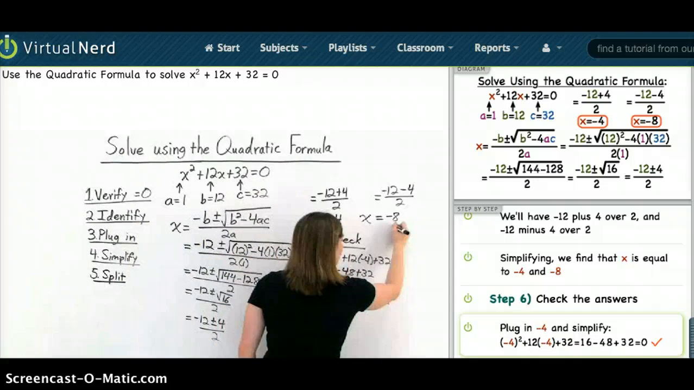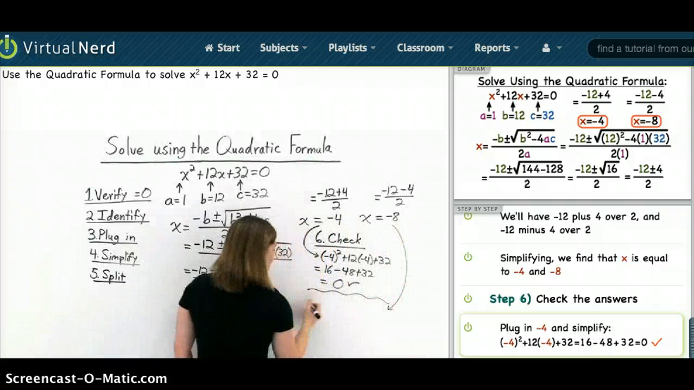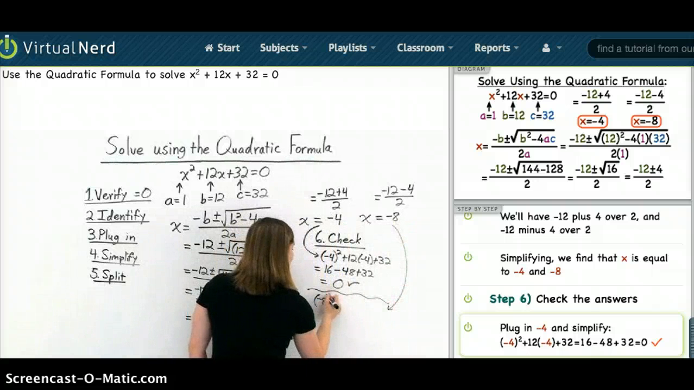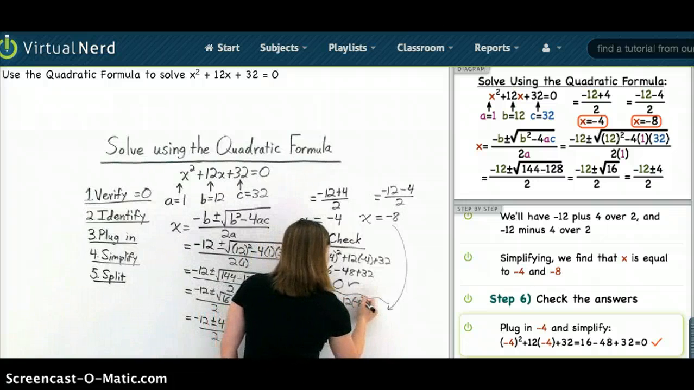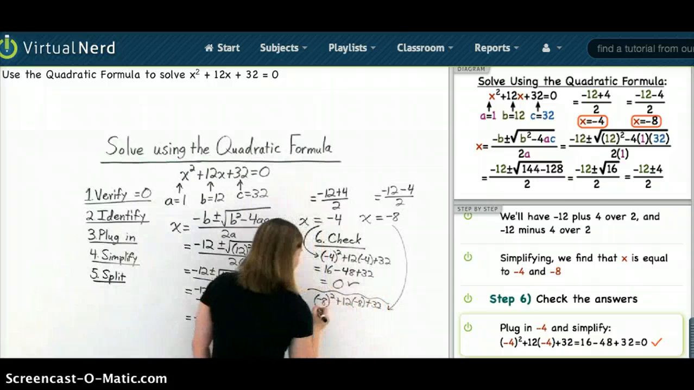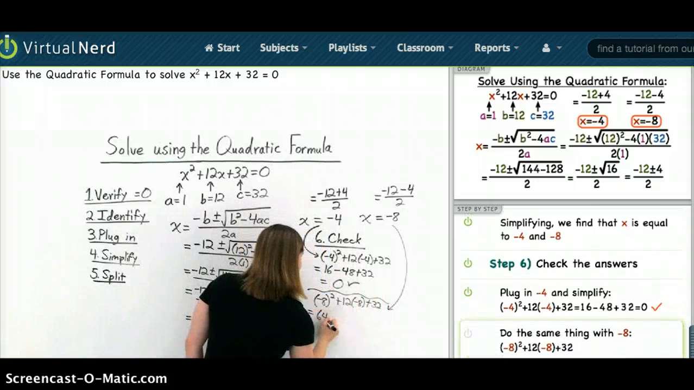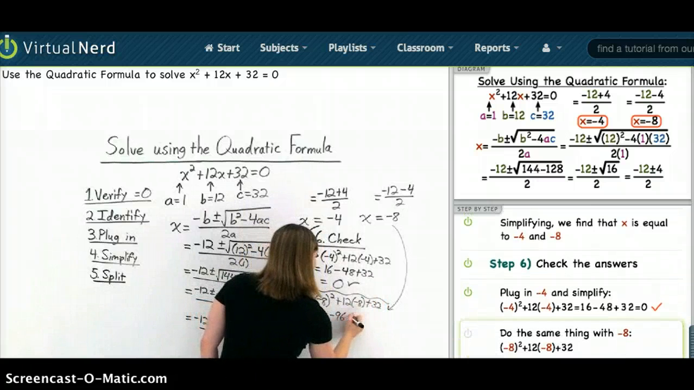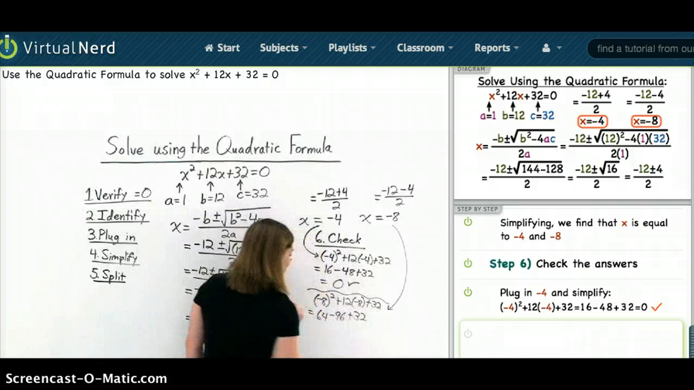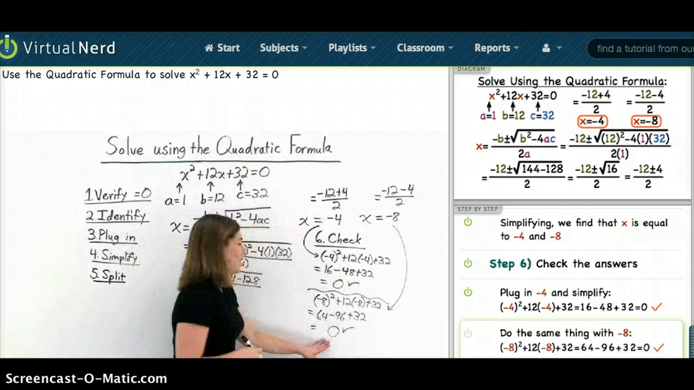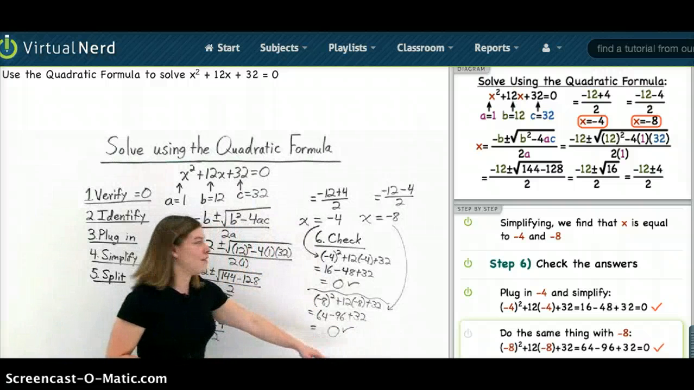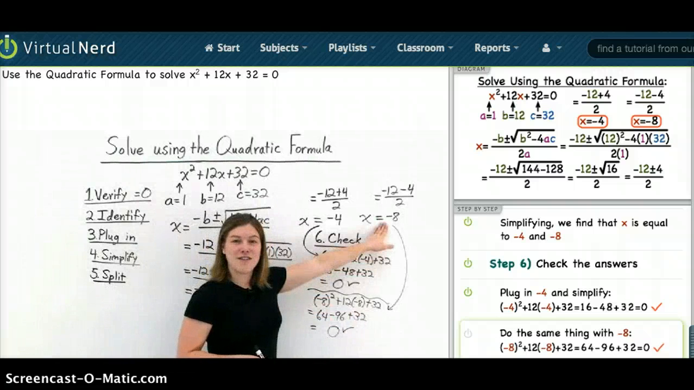Now let's do the same thing for x is equal to negative 8. We plug that into our polynomial and get negative 8 squared plus 12 times negative 8 plus 32. Simplifying, we have 64 minus 96 plus 32. And that simplifies to 0. So again, we get our polynomial equal to 0 when we plug in x as negative 8.